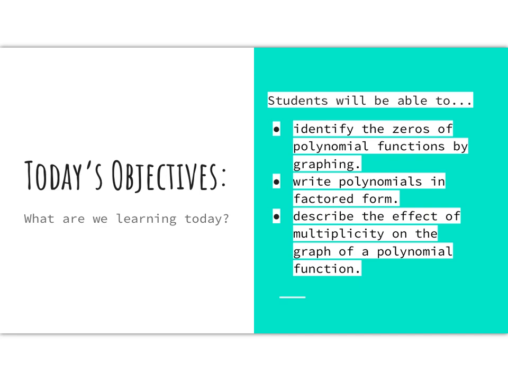Hello everybody. Today we are going to be talking about zeros and multiplicity. So our objectives for today are that students will be able to identify the zeros of polynomial functions by graphing, write polynomials in factored form, describe the effect of multiplicity on the graph of a polynomial function. Let's get started.